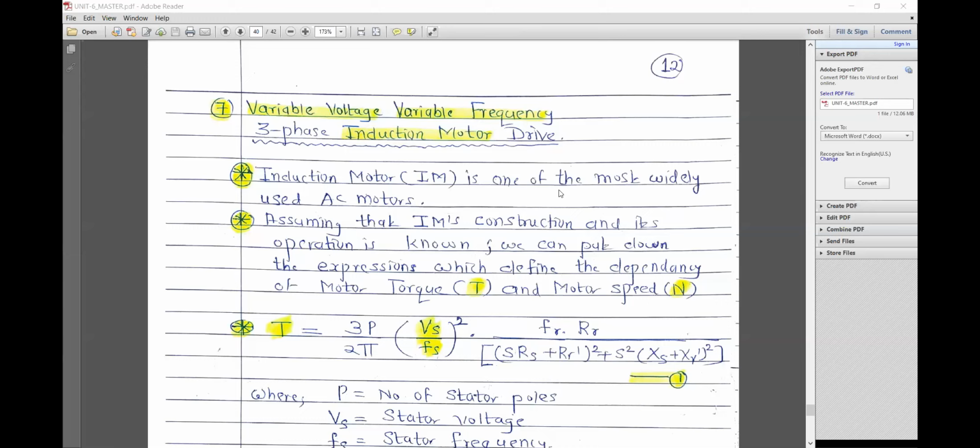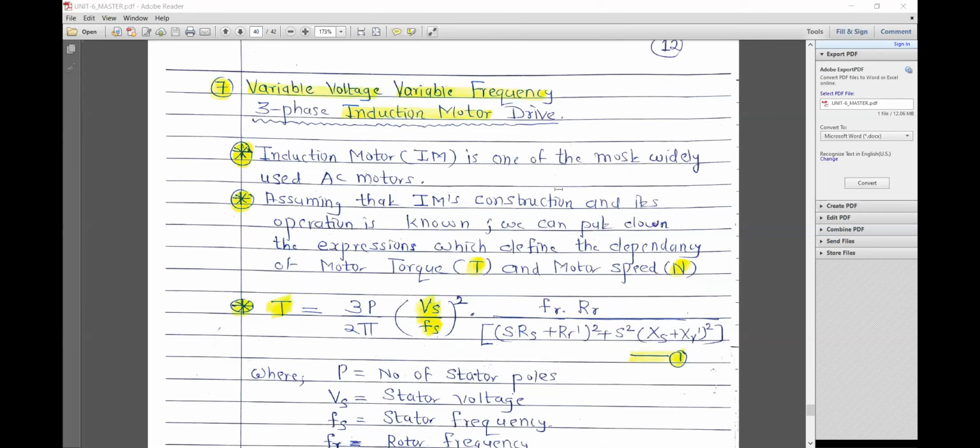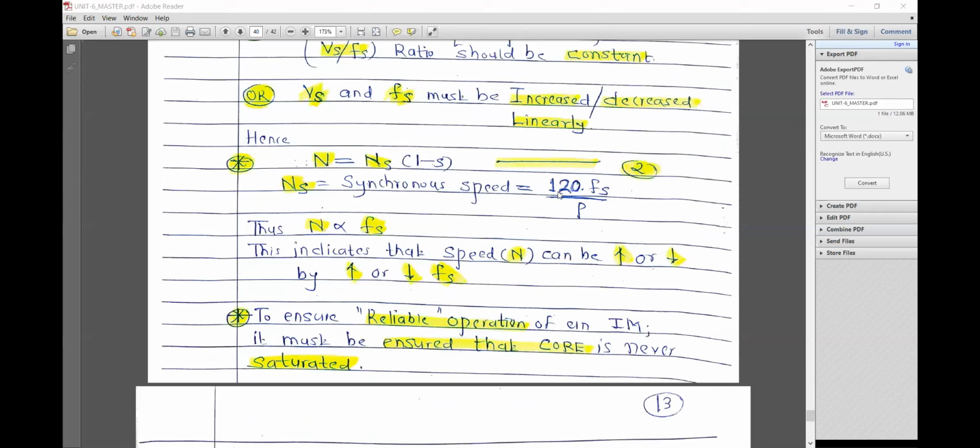Because we have to simultaneously vary Vs and Fs in the same proportion, so the V by F ratio remains constant. That is why this topic has the name variable voltage, variable frequency.